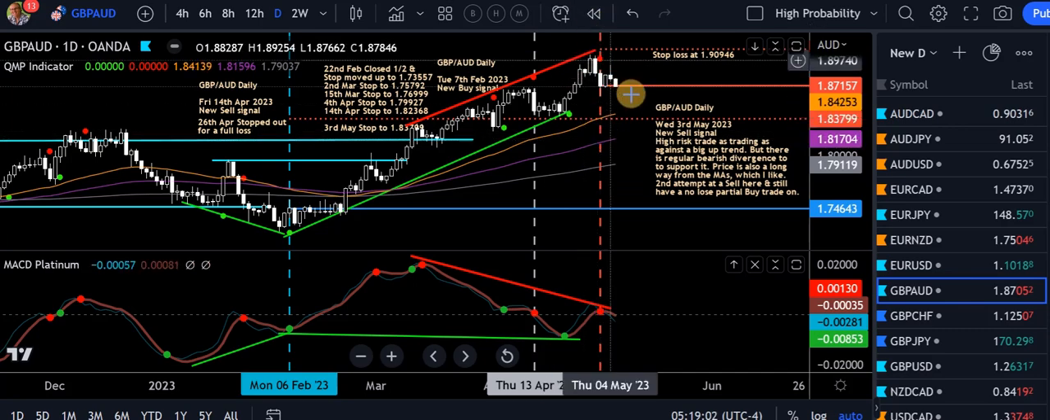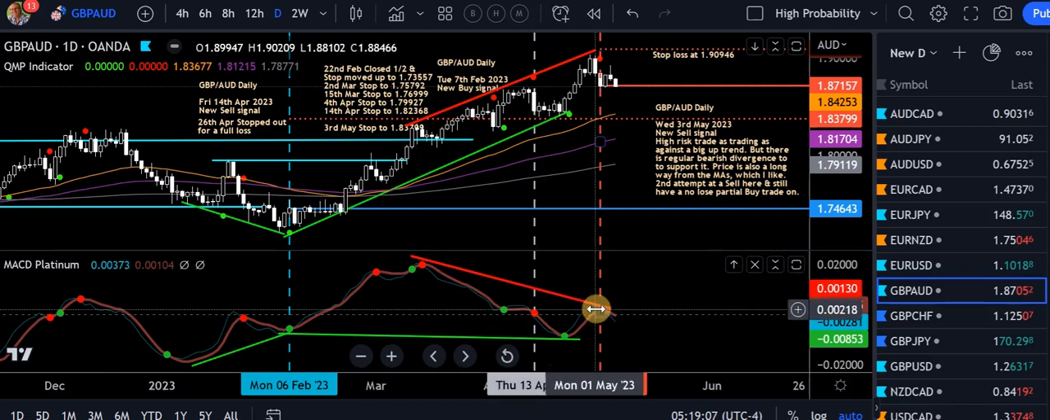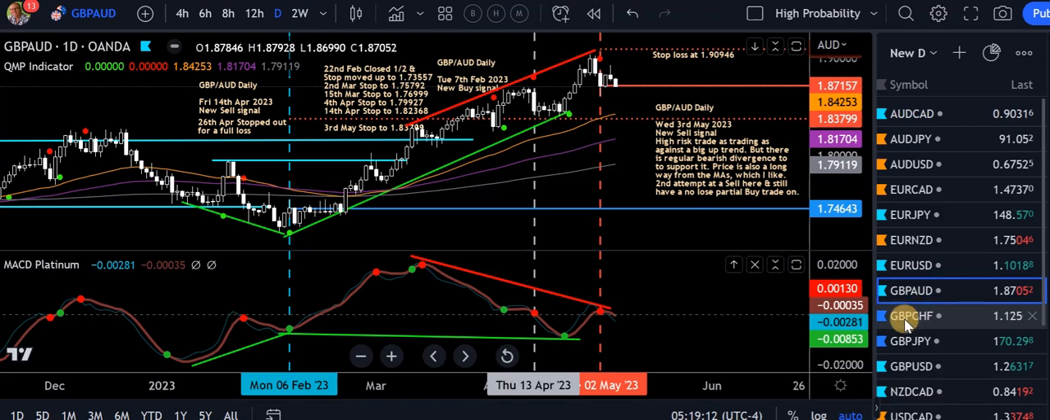There's stop losses up here. There's my notes for the sell there. High risk trade with regular bearish divergence. So not doing too bad there. That's the Pound Aussie. Pound Swiss.